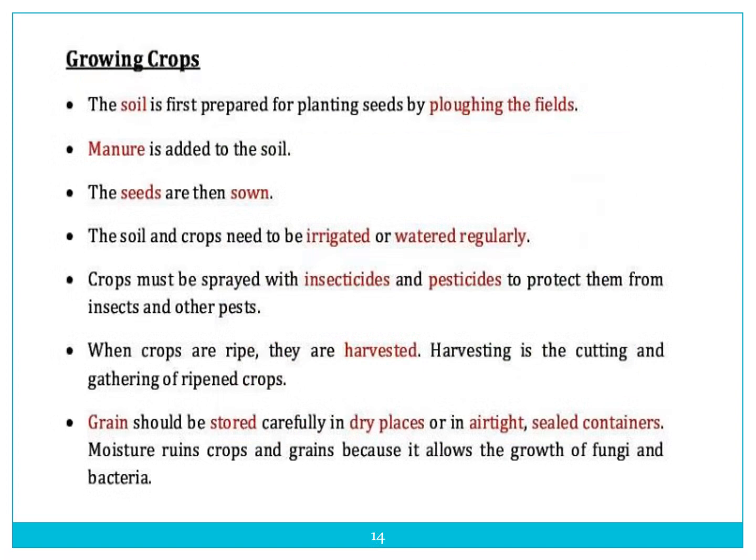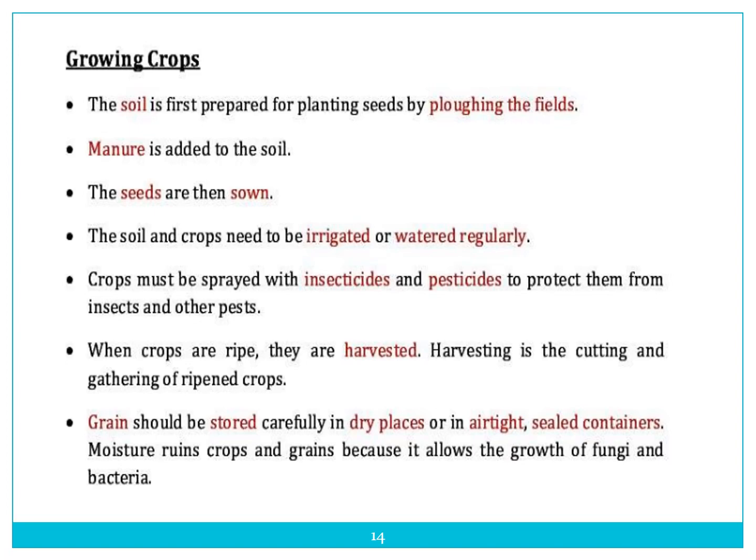What are the steps a farmer takes for growing crops? The farmer takes several steps to grow his crops well. First, he prepares the soil by plowing the field. Second, he adds manure to the soil. Third, the seeds are sown. Fourth, the soil and crops need to be irrigated or watered regularly. Fifth, crops must be sprayed with insecticide and pesticides to protect them from insects and other pests.